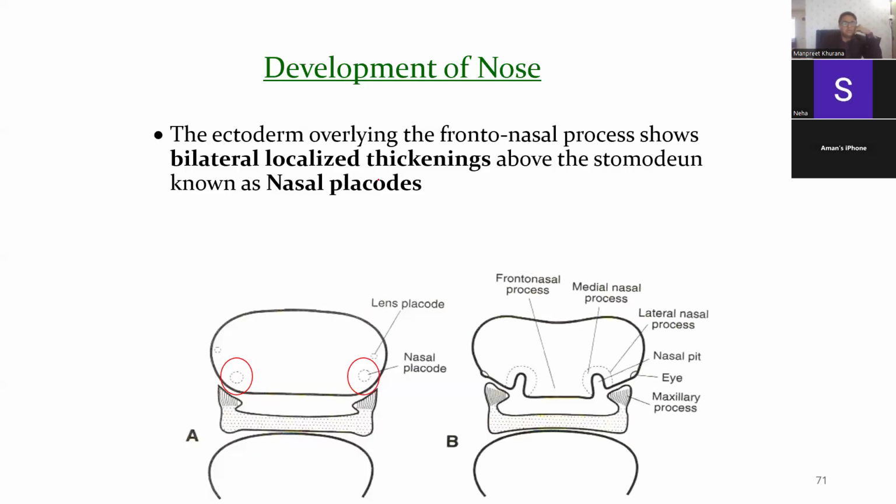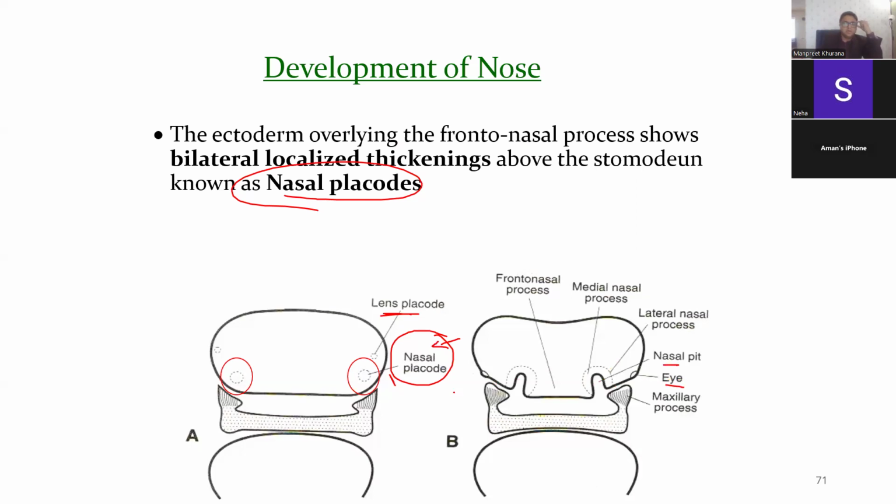Now, development of the nose. So simple, there are 2 localized thickenings known as nasal placodes. So these are the nasal placodes. This is the lens placode and these are the nasal placodes. Now, the lens placode is on the sides, but our eyes are in front. So during the merging of these various structures, the eyes go from the side to the front.